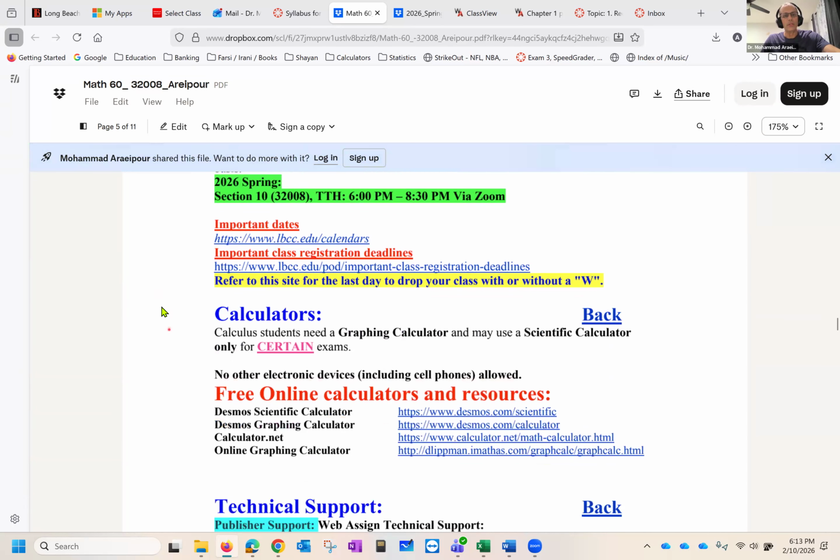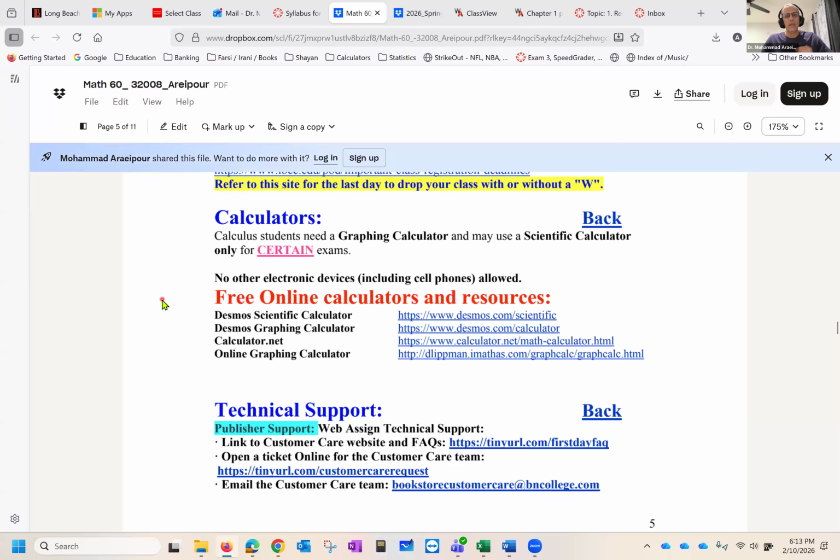Meetings are mentioned again here, important dates. Calculators, as I mentioned, a student may need a graphing calculator, but you can use a scientific calculator. Only for certain exams may you use a graphing calculator.